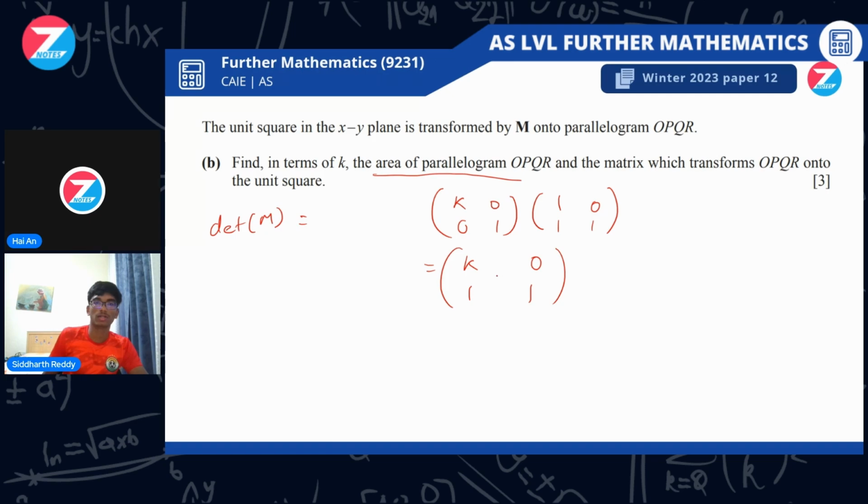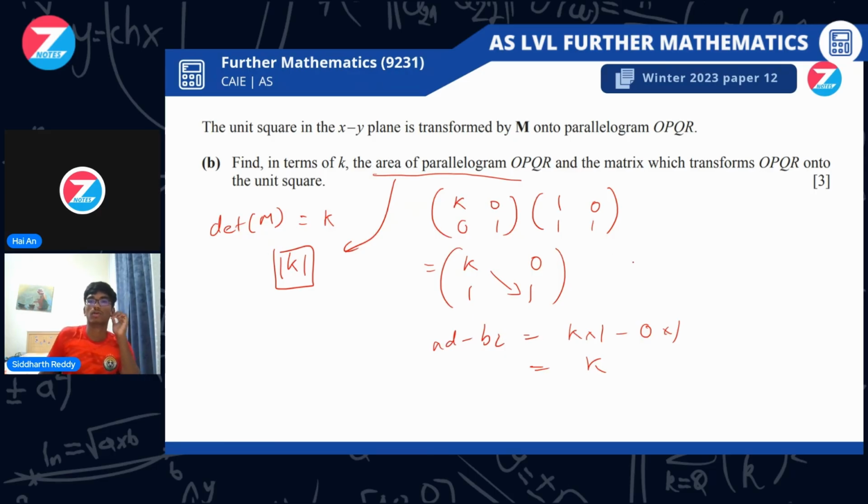So the determinant of this is going to be AD minus BC. So k into 1 minus 0 into 1, which is just k. So the determinant of M is going to be k. So the area of this parallelogram is going to be k, absolute value of k actually, technically speaking.